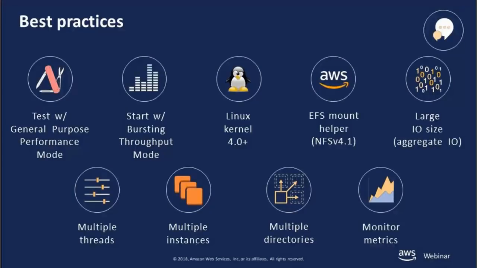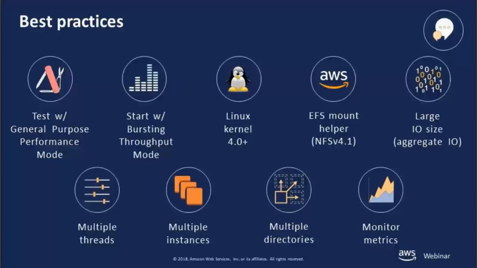So again, general purpose performance mode file systems, we recommend starting out with that. We also recommend starting out with bursting throughput mode, because again, you can change that to provision throughput mode, but we recommend starting out with bursting throughput mode to see how your application performs. Use Linux kernel 4 and above, mount using NFS 4.0 using our EFS mount helper. Aggregate your I/O with larger I/O size, use multiple threads, scale this out across multiple instances as well, and try to write or access the file system using multiple directories.